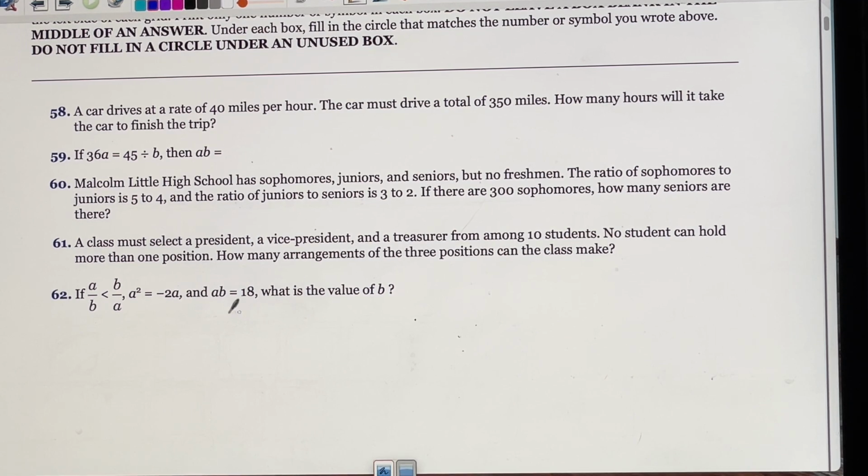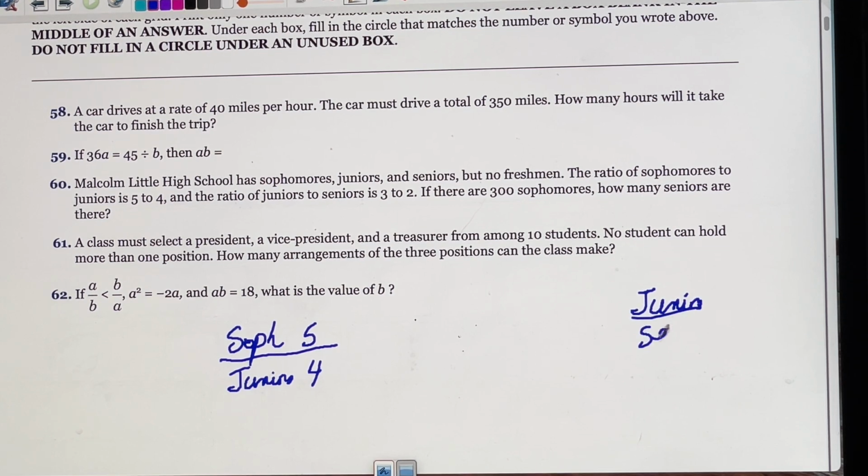Next one is 60. Okay, so ratios. A ratio, I like to write as a fraction. Sophomores is to juniors is 5 to 4, and they give us another one, juniors to seniors is 3 to 2. So I'll write it like this for now. And we want to know if there are 300 sophomores, how many seniors. So we want to know how many seniors there are. But the first clue that they give us is that there are 300 sophomores.